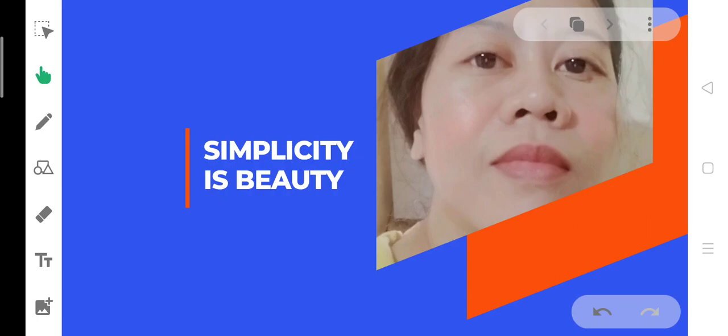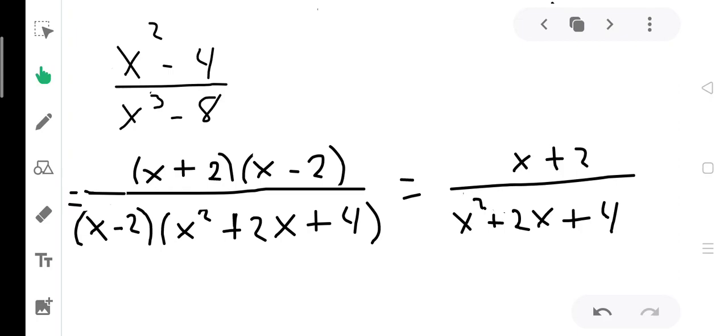Simplicity is beauty. So this time we are going to simplify rational algebraic expressions. Simplifying rational algebraic expressions is just like simplifying fractions, wherein we are going to factor the numerator and denominator and then cancel out the common factor.